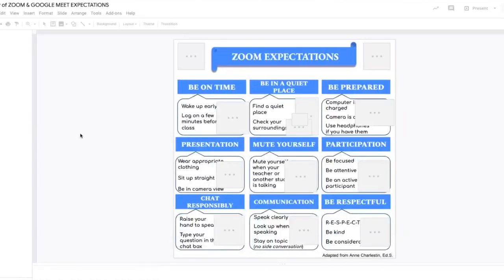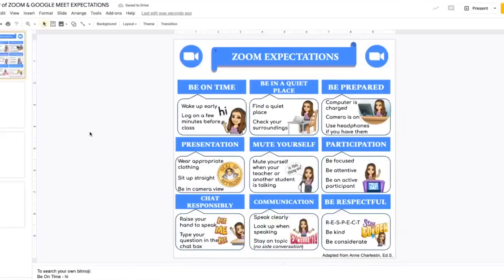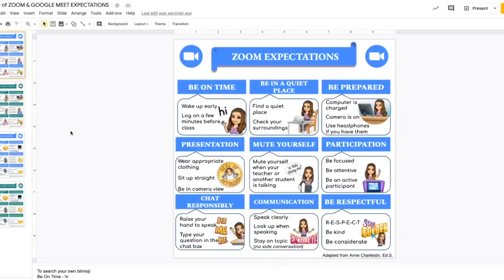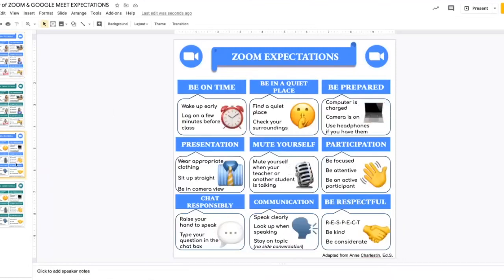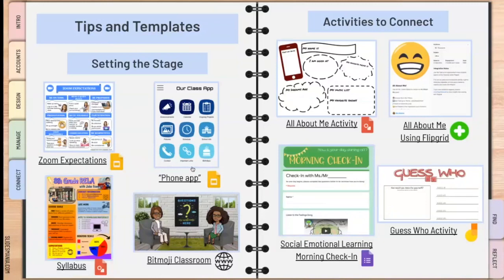After it loads, it will have your own copy of the file that you can edit and use the way you want. These are examples of Zoom expectations you can use for Zoom, Google Meet, and you even have an option for Bitmojis, or if you're not into that, there's an option for emojis as well. Other examples is possibly using a phone app where you can recreate the experience of phone app using Google Slides as a one-stop shop of information for your students and parents. We even have available as well as a syllabus that you can create in Google Drawings to create an infographic on your class syllabus. We also have a link on more information on creating Bitmoji Classroom.